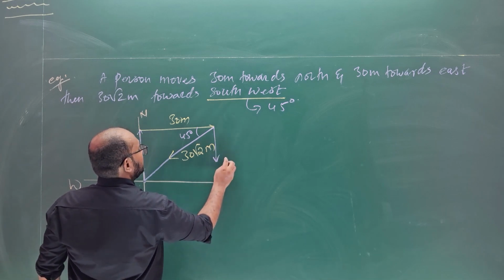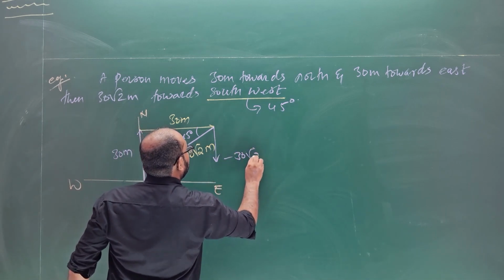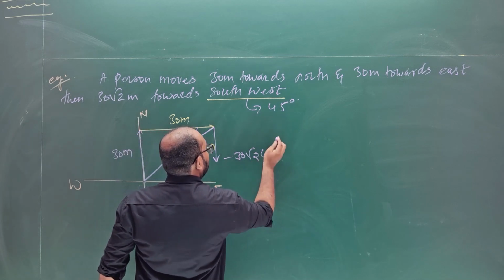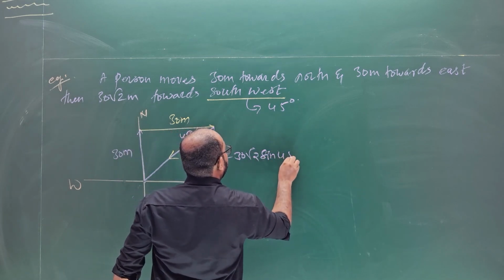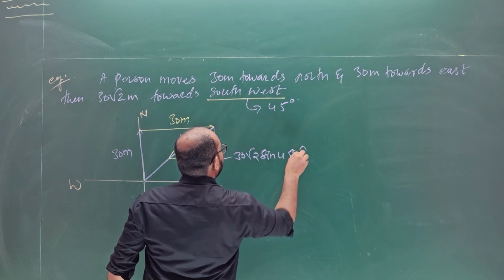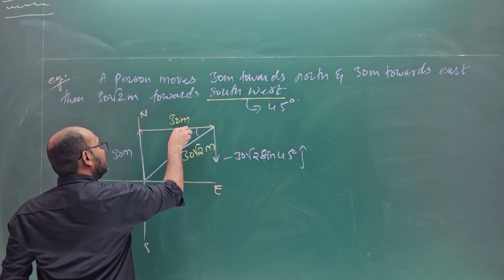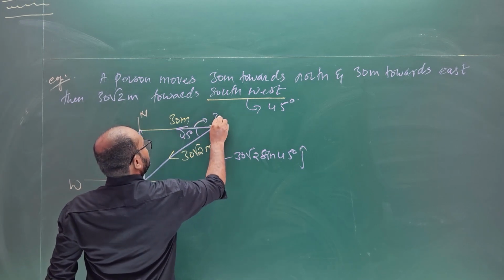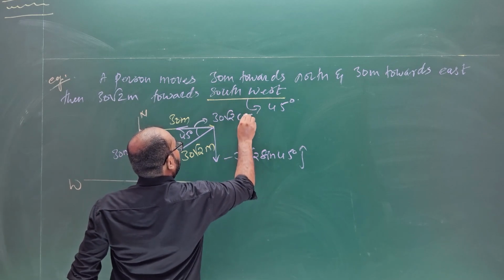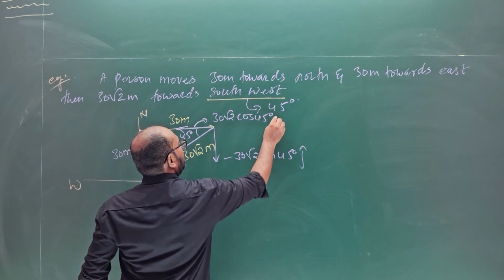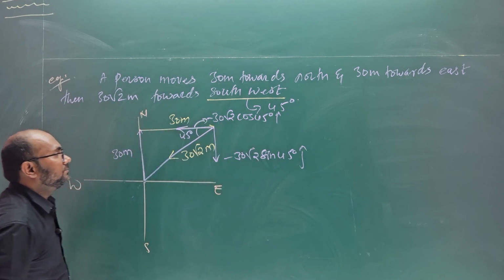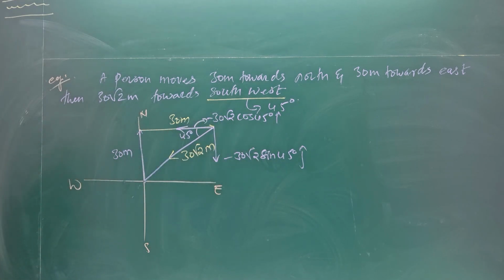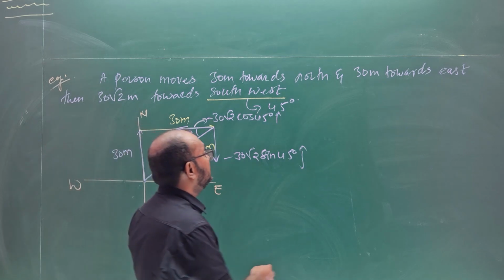This one becomes minus 30 √2 sine of 45 degree j cap. Similarly in this direction, this becomes 30 √2 cos of 45 degree I cap with a negative sign. Anything else left out? No. Let us find the net displacement.